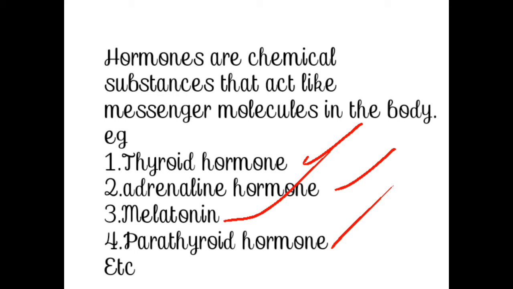These hormones have different functions or effects on the body, and they are released by different glands. For example, thyroid hormone is released by the thyroid gland. Adrenaline hormone is released by the adrenal gland. Melatonin is released by the pineal gland, and parathyroid hormone is released by the parathyroid gland.